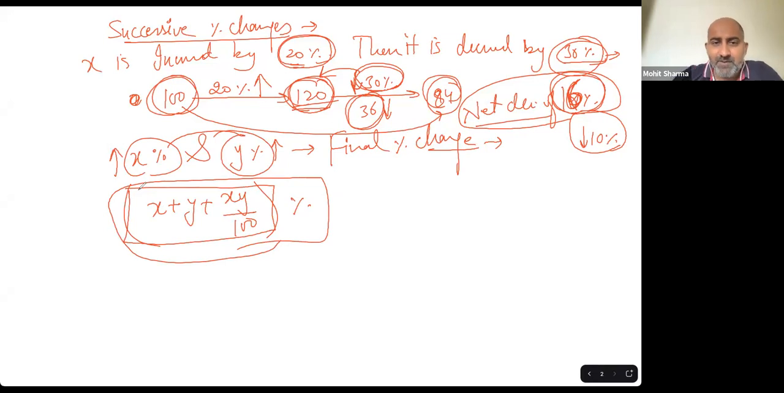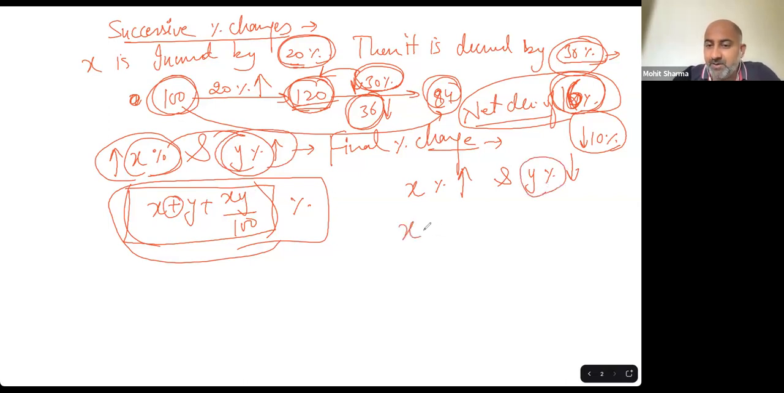For example, let's say it is an X% increase and then a Y% decrease. If both are increases, then both would be positive, X is positive, Y is positive. Now, if it is a Y% decrease, then we'll take Y as negative. So it will finally become X minus Y minus XY upon 100 percentage. Understood?